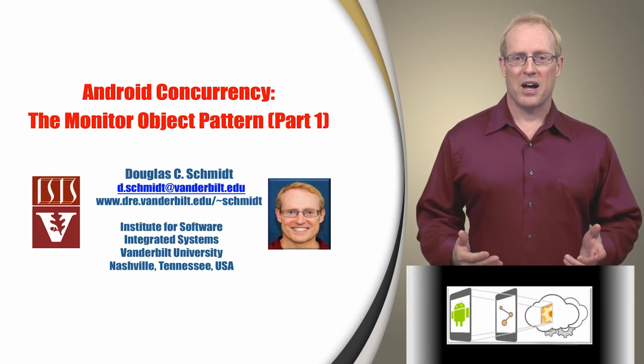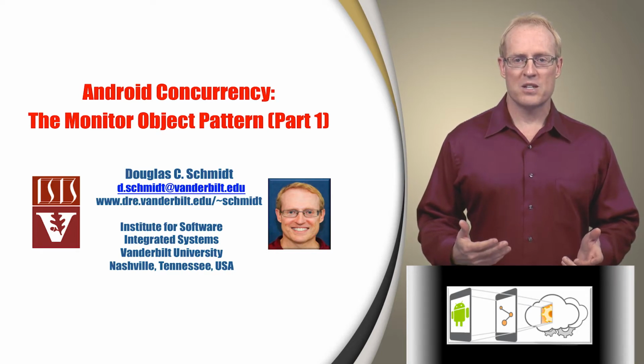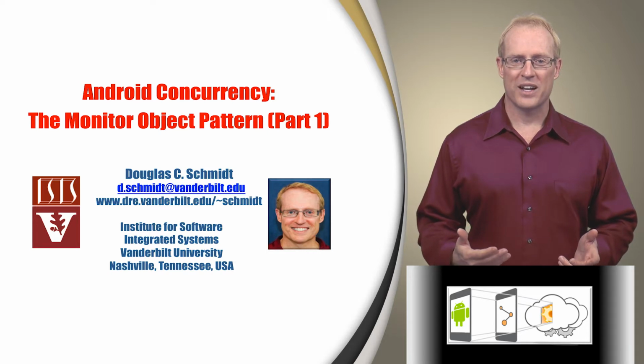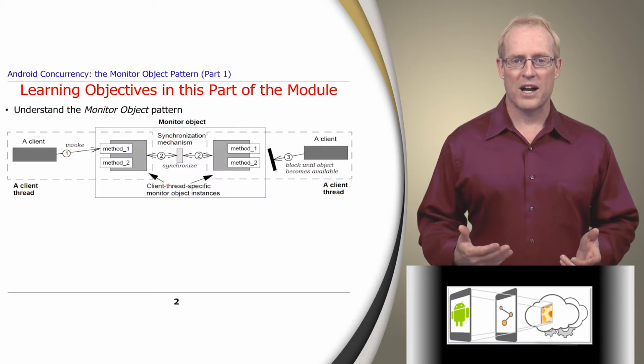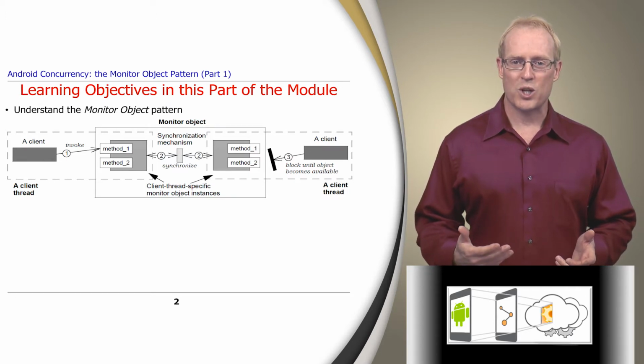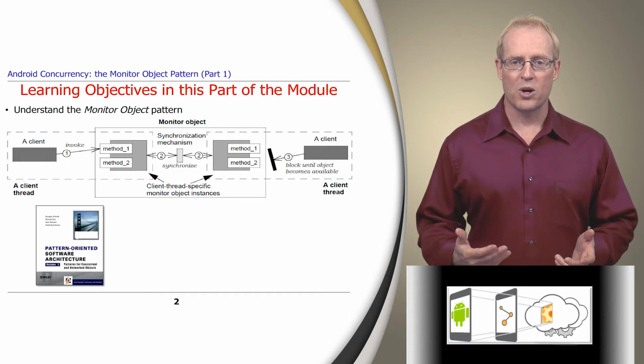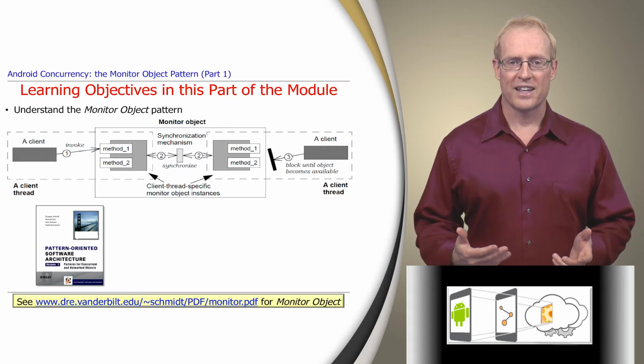Welcome to the next part of the module, which begins our discussion of the monitor object pattern that forms the basis for many concurrency libraries, applications, and services in Java and Android. This part first summarizes the challenges that the monitor object pattern addresses, and then describes its intent, applicability, structure, dynamics, consequences, and outlines some common known uses, based on material from the POSA book and summarized at this link.